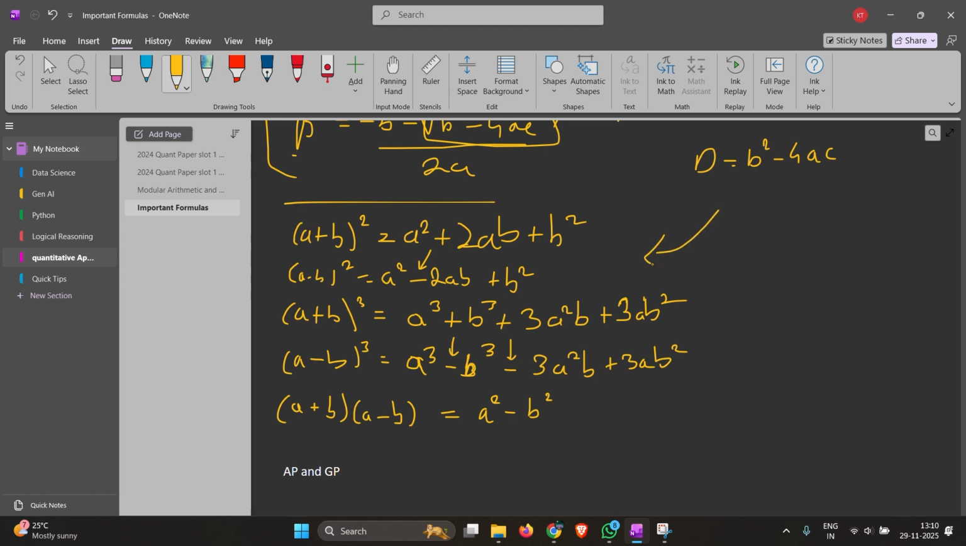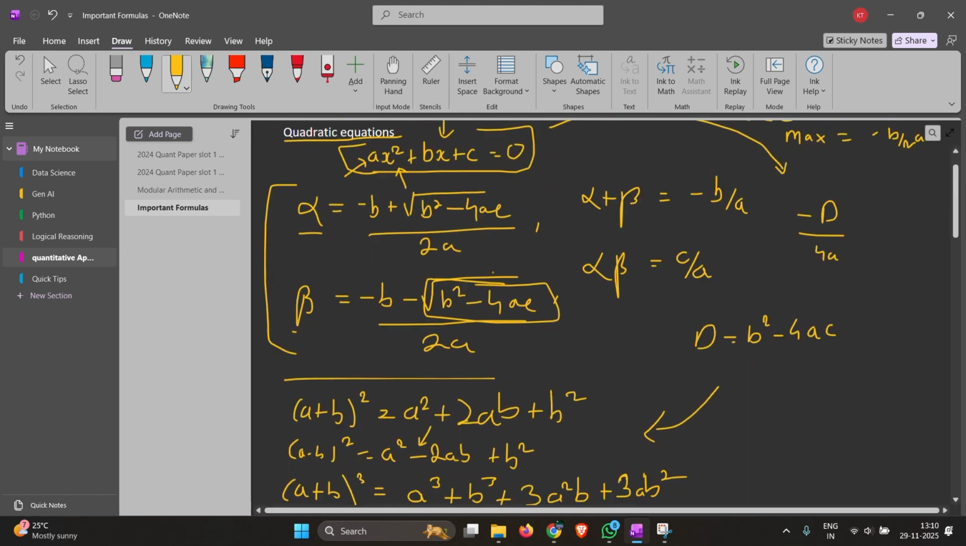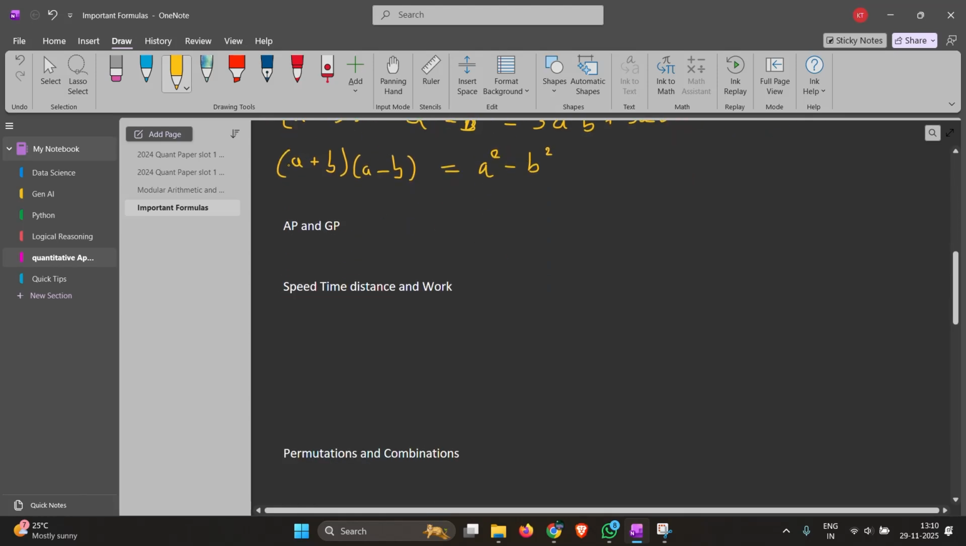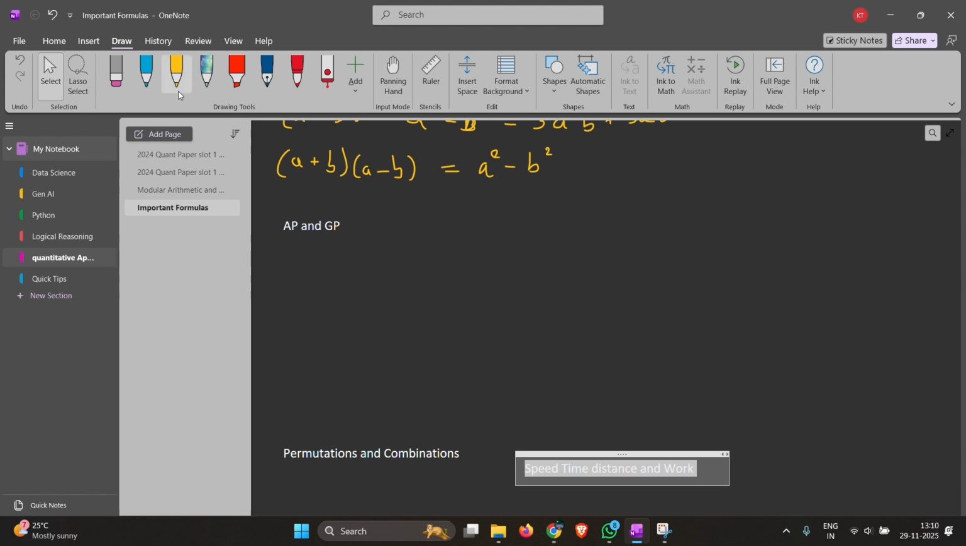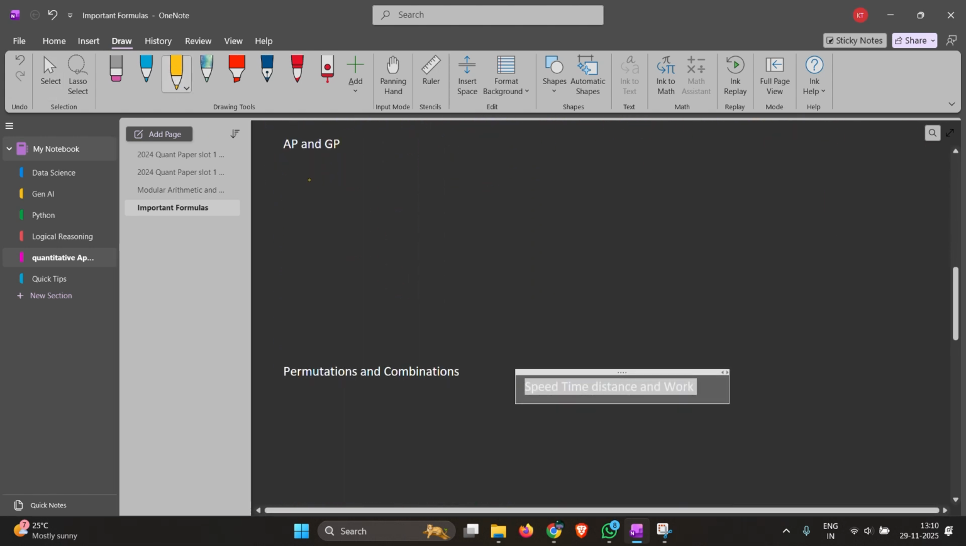So these are the identities that you have to remember to be able to solve questions regarding quadratic equations. We aren't going to solve any questions right now, but let's go through a lot of the formulas that you have to remember. So now coming to formulas regarding arithmetic and geometric progressions.